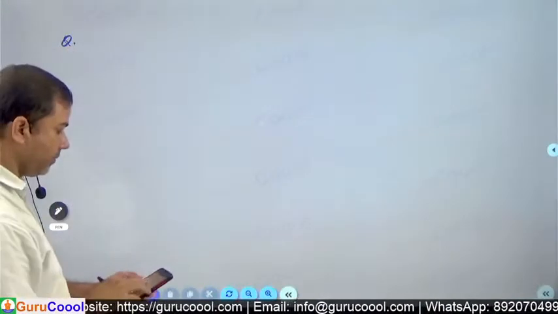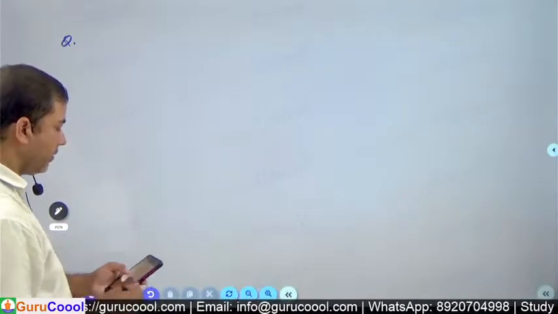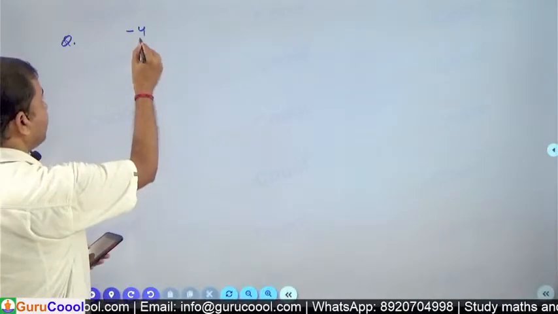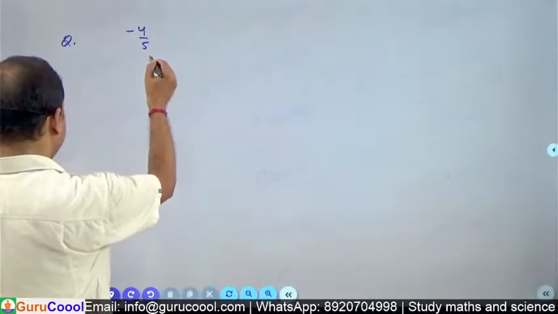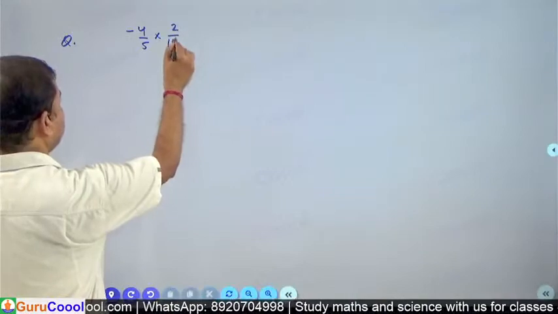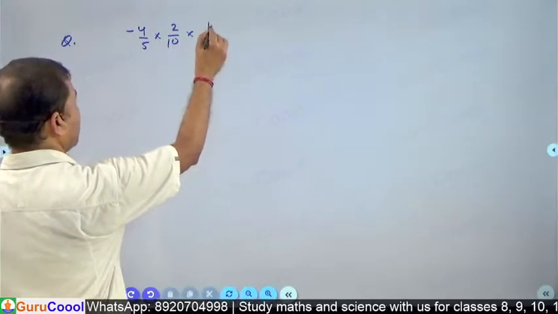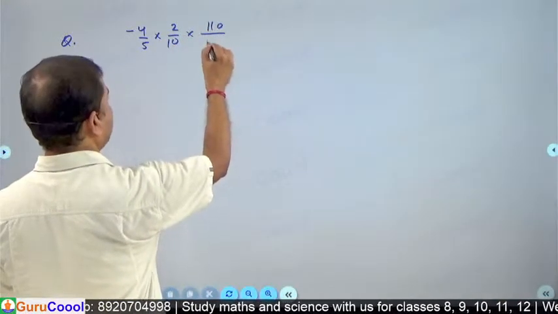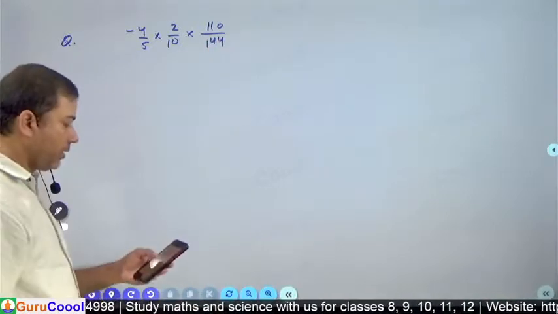Next question. Find the value of minus 4 by 5 times 2 by 10 times 110 by 144. Try this one.